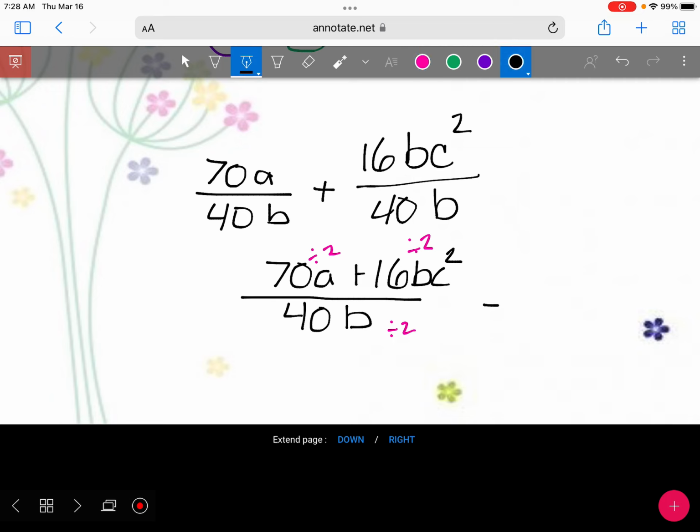So your fully simplified fraction here is going to be 35a plus 8bc squared over 20b. There's no other pieces that everything shares. 35 is no longer divisible by any of the common factors of 8 and 20.